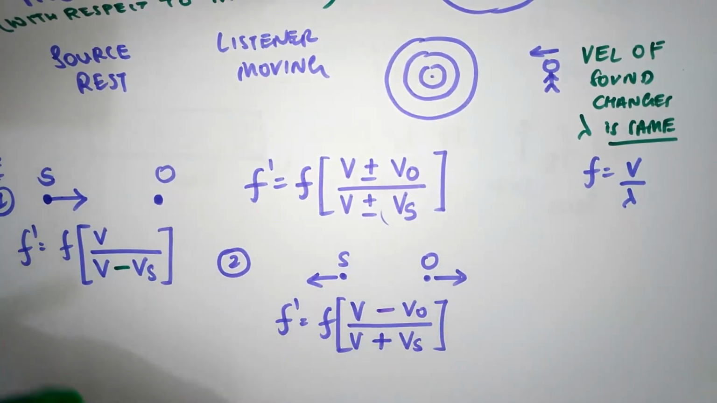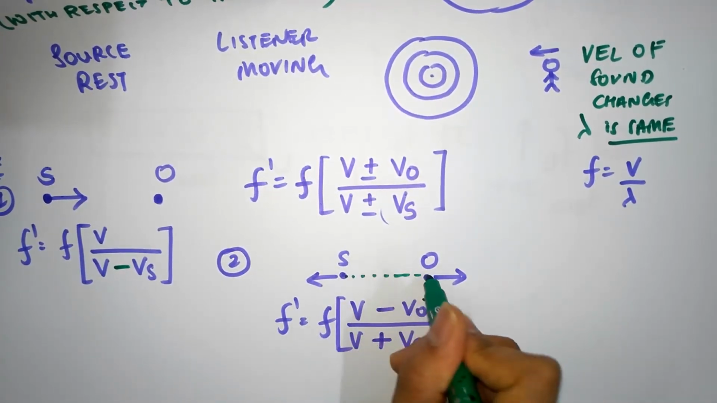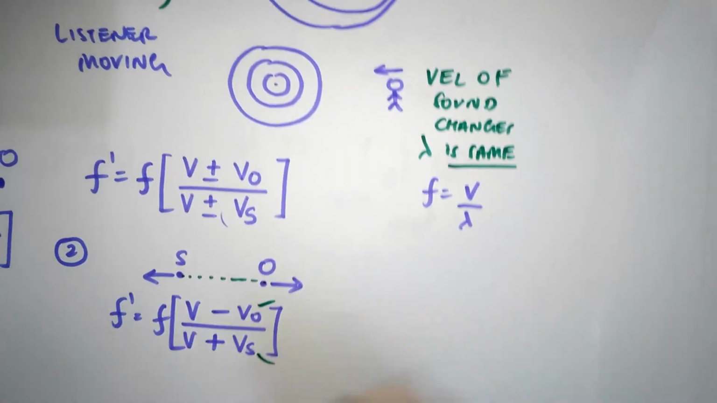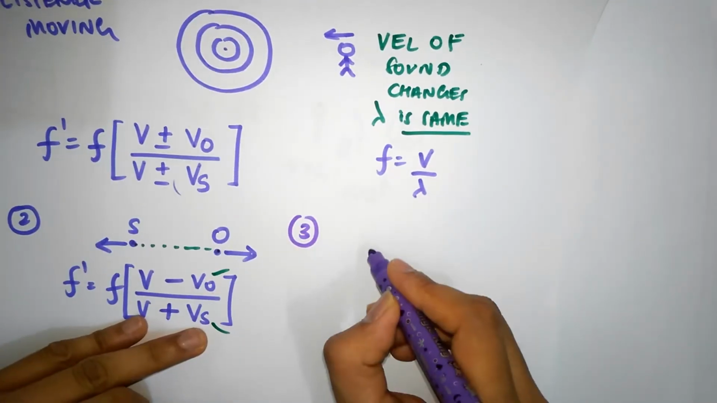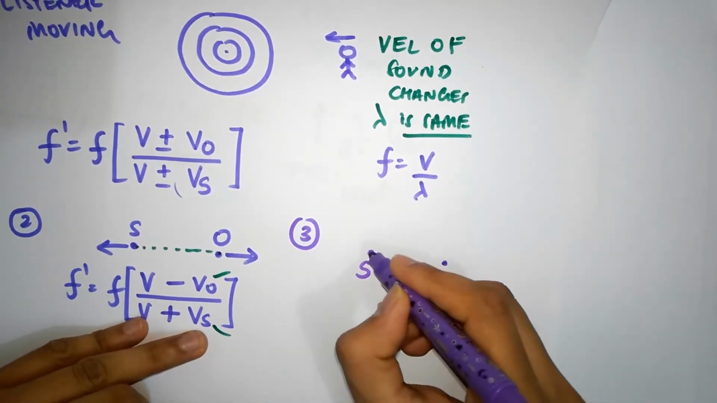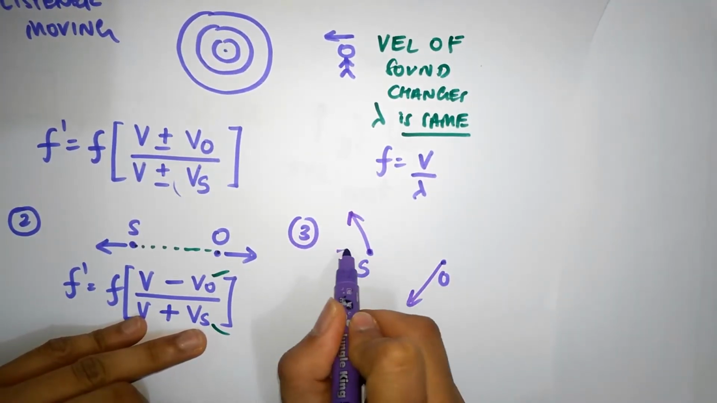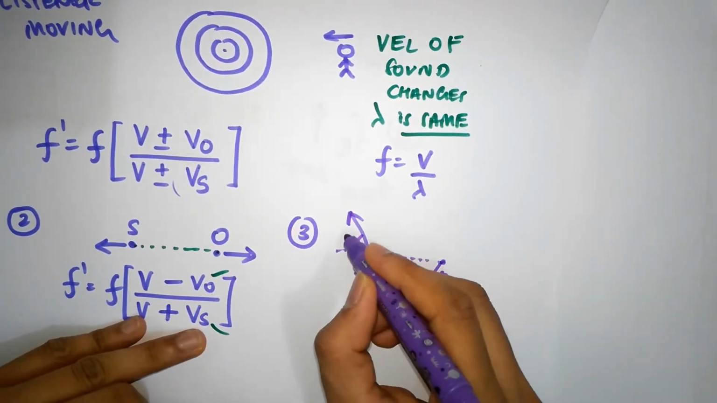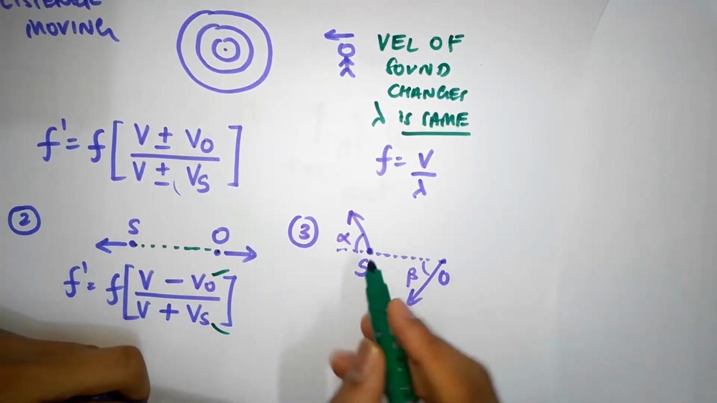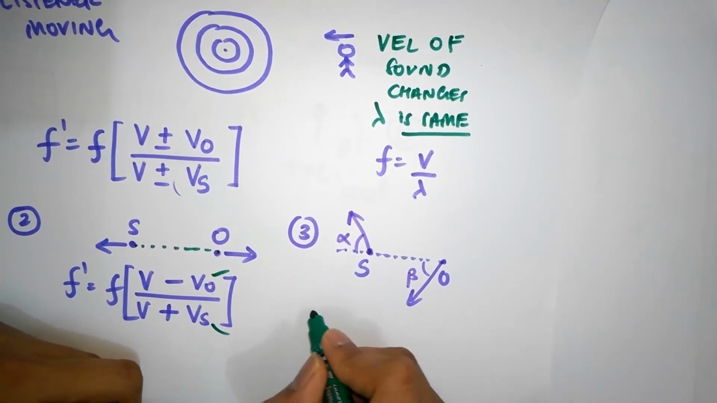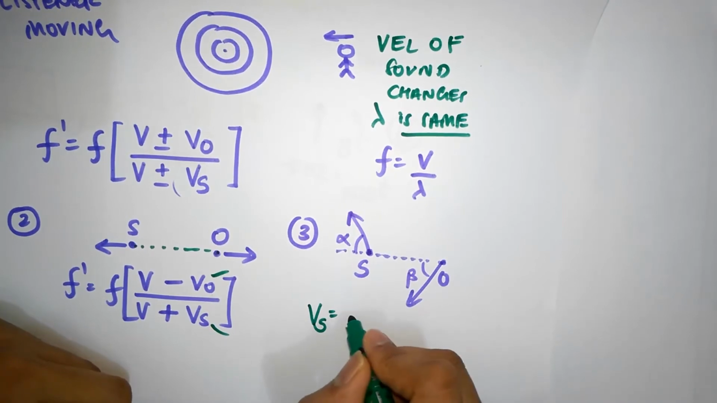Okay, and one last thing, remember these velocities are the components of the velocities along the line joining the source and the observer. Meaning, if for example I had a case where the source was moving this way and the observer is moving this way, then I should know what these angles are. Let's call this angle alpha. Let's call this angle beta. What we're going to substitute now is not the entire velocity, but its component along the line joining the two.